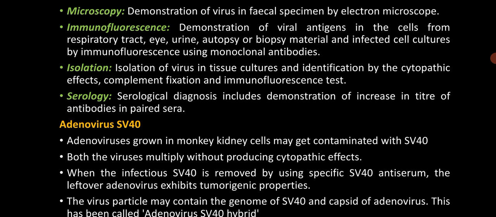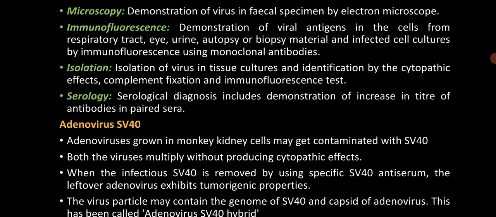The serology: the serological diagnosis includes a demonstration of an increase in titer of antibodies in paired sera. So the increase in antibodies is also one of the indications of these viral infections. The next topic is SV40. Adenovirus grown in monkey kidney cells may get contaminated with SV40.